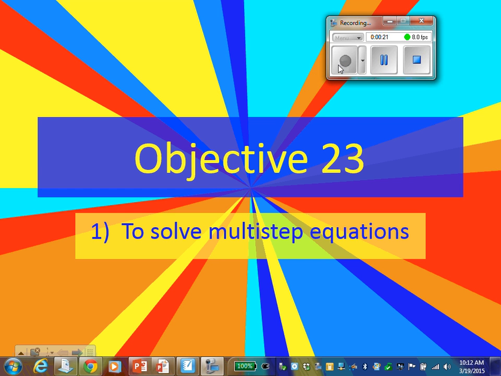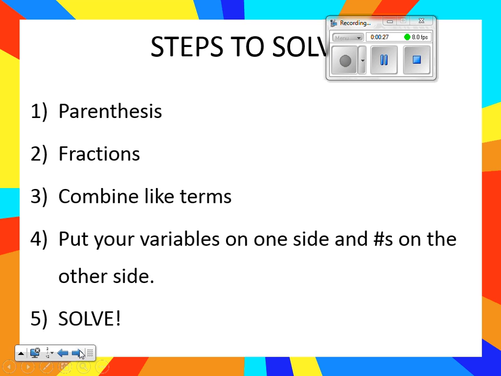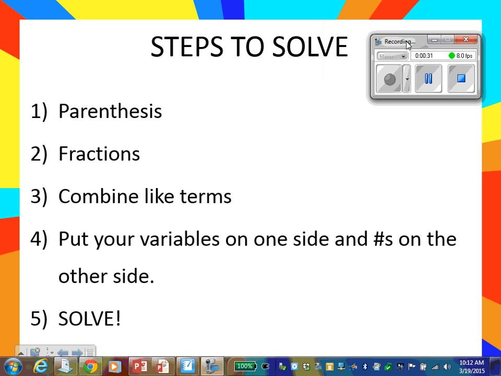So here's what I'm going to do for you. I'm going to give you a list of steps to solve. This is a sure way list to get the correct answer. If you will follow these steps, and so this is very important that you get these steps down so that you can go step 1, step 2, step 3, step 4, step 5. You can solve any equation that I throw at you. Okay? Step 1 is parentheses.